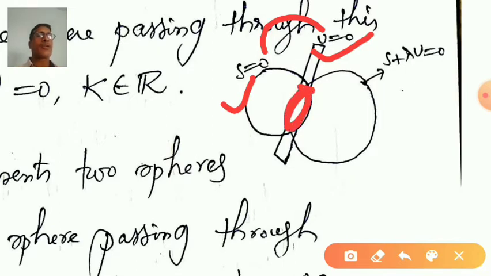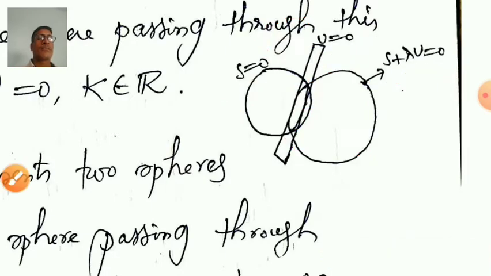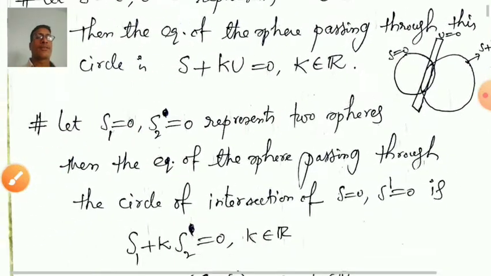If you want to find another sphere passing through the circle, we use this principle, that is S + λU = 0. S + λU = 0 gives the equation of any sphere passing through the circle S = 0, U = 0.